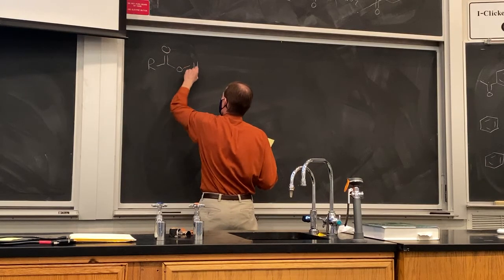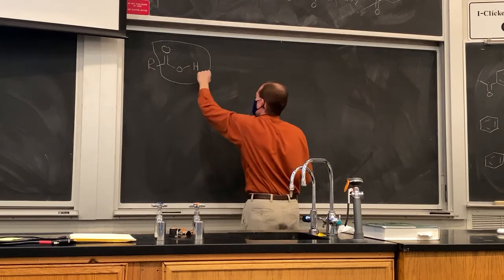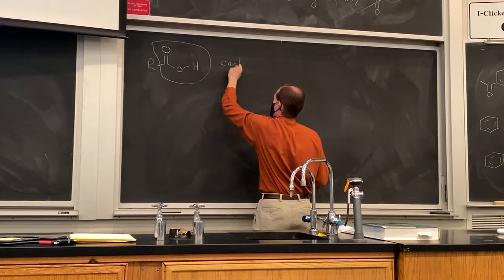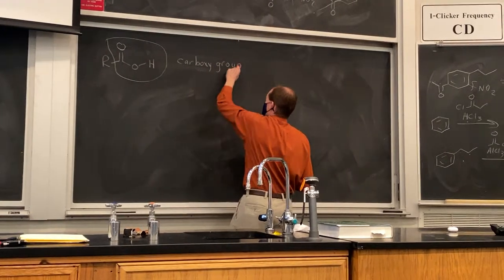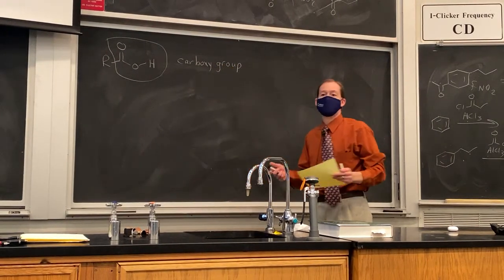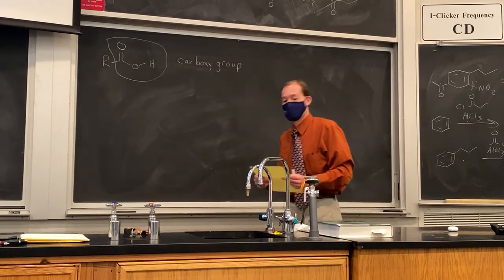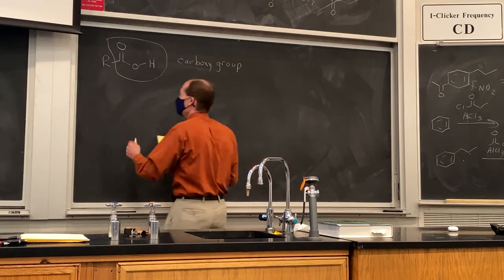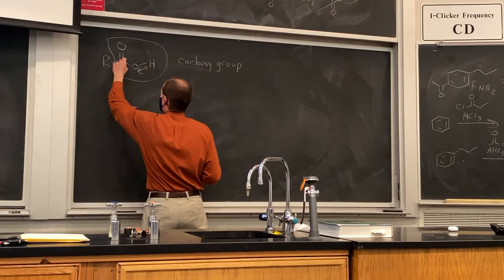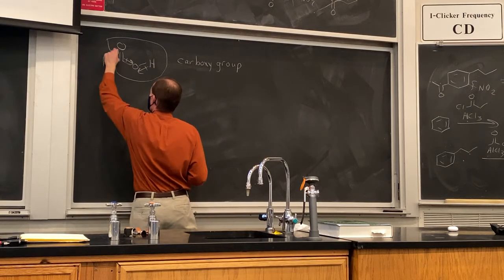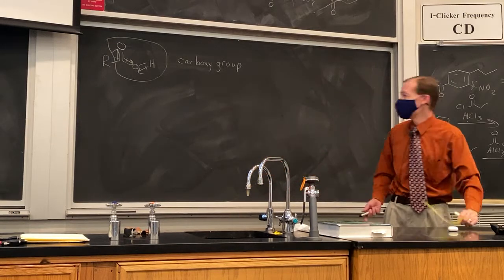And this group, a carbonyl group with an OH attached to it, is referred to as a carboxy group. So anytime we have a carboxy group attached to an alkyl group or an aryl group, we have a carboxylic acid. We have 3 polar bonds in a carboxylic acid. We have these 2 oxygens, and the 3 bonds to those oxygens are all polarized towards the oxygens.